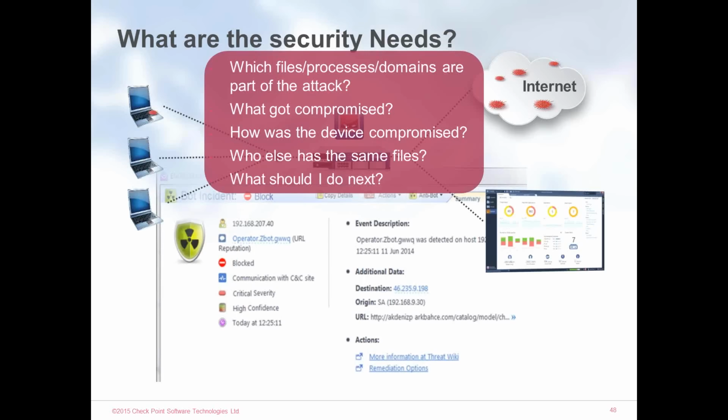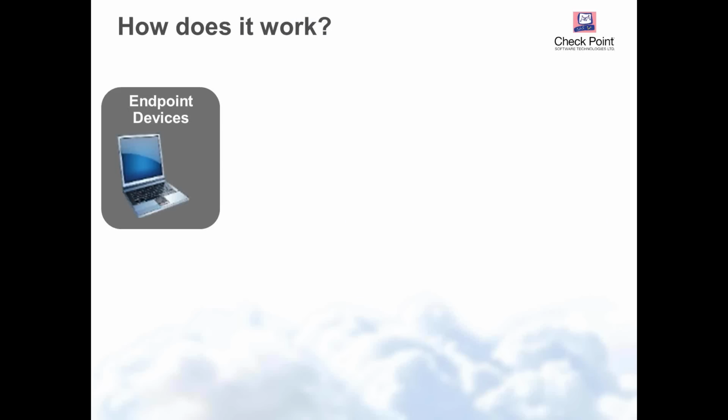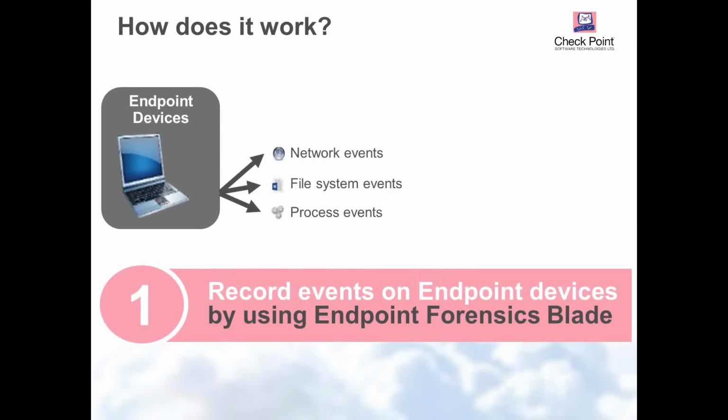Which was the device that was originally compromised? Has this thing moved around my network and someone else has got this same file or files? And what should I do next to make sure it doesn't happen again? And this is where the forensics technologies on the endpoint can help.